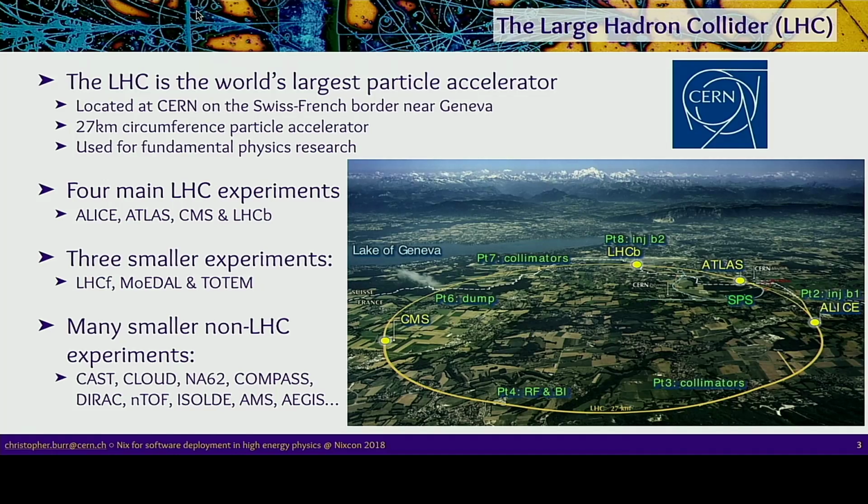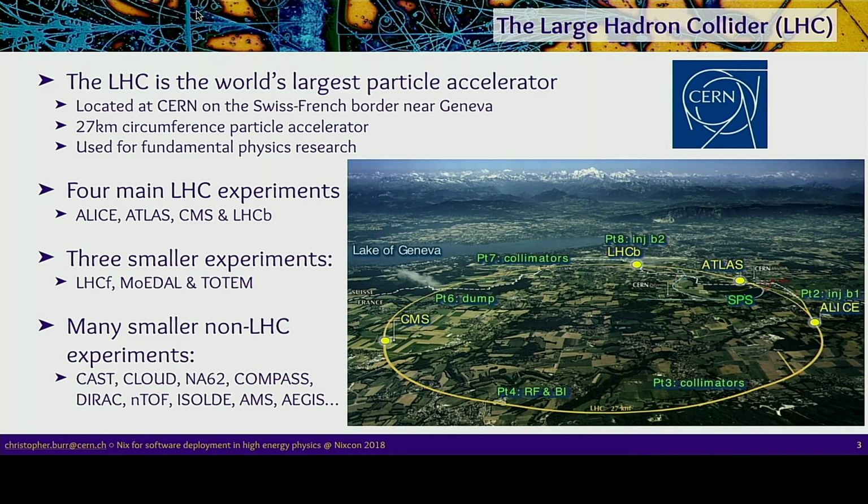And this is used for fundamental physics research. The actual machine itself isn't the bit that's used for physics. That's just used so that you can have experiments based around the ring that can then measure things and study how the universe works. So there are four main experiments, ALICE, ATLAS, CMS, and LHCb, and then there are three smaller ones around the ring.